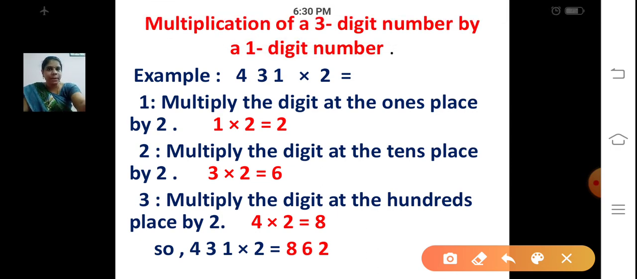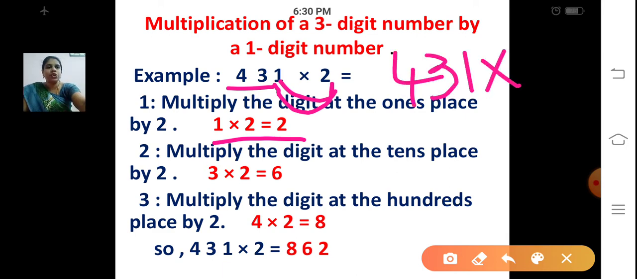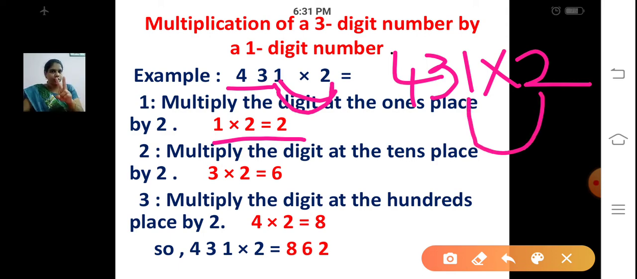So what is the first step? Horizontal method. First we are going to multiply the digit at the ones place by 2. We take this number 431. What digit do we have at the ones place? 1. So 1 into 2, 2. So 431 into 2. First we multiply the digit at the ones place by 2. 1 into 2, 2. Now second step, multiply the digit at the tens place by this 2.